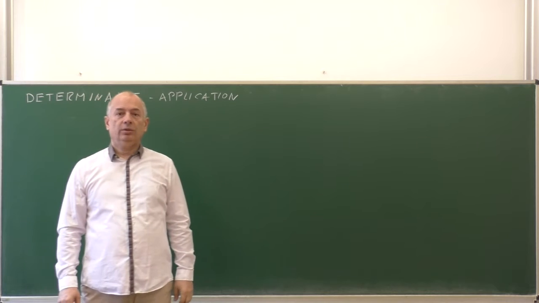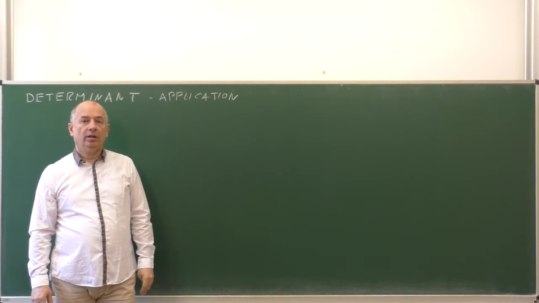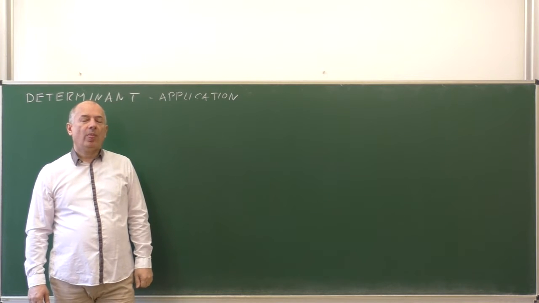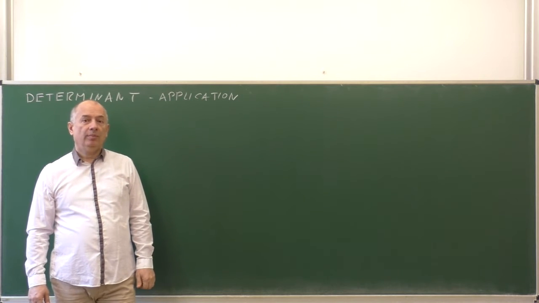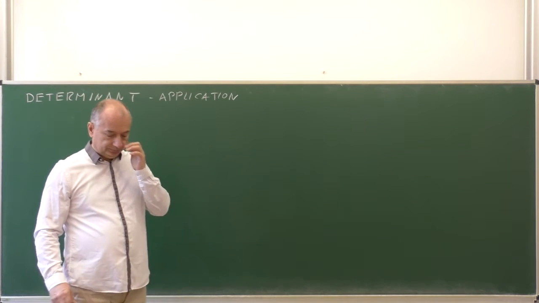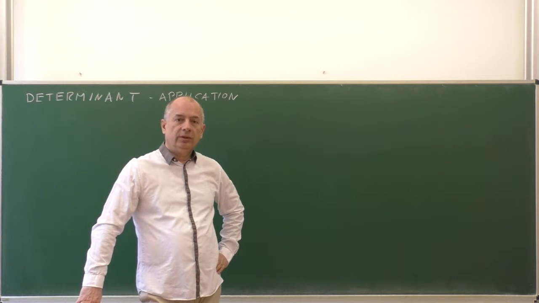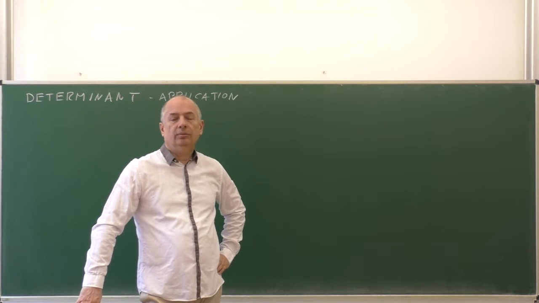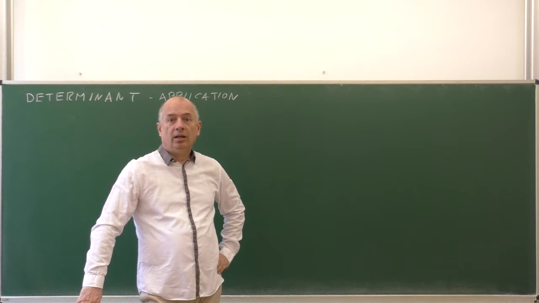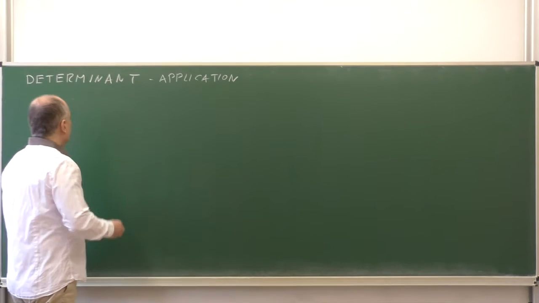We have seen what a determinant is, how we can define it, and how we can evaluate it. Now, let us have a look at some applications. I will show you two applications. If the determinant is equal to 0, then the rows and the columns in the matrix are linearly dependent. This is easy to show for a 2 by 2 determinant.